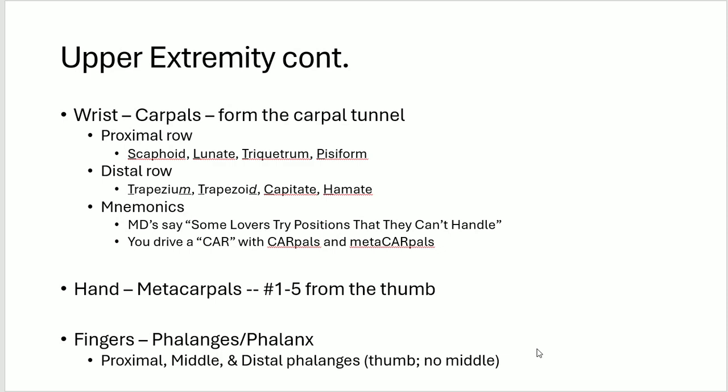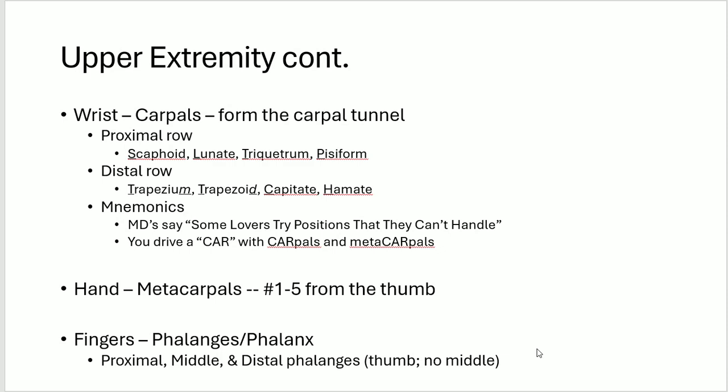So don't confuse those. Our hand, those are our metacarpals, so we're talking underneath the palm of the hand, and we trace those as numbers 1 through 5 from the thumb to the pinky. Number 1 is the thumb, 5 is the pinky. Fingers are called phalanges. One finger is a phalanx. Again, 1 through 5, we label them the same way.